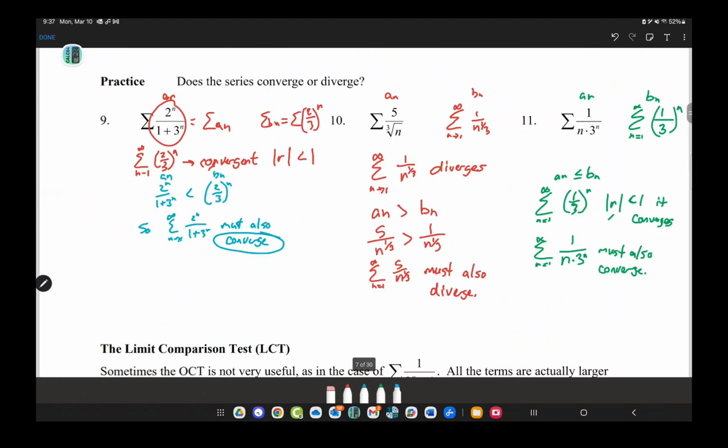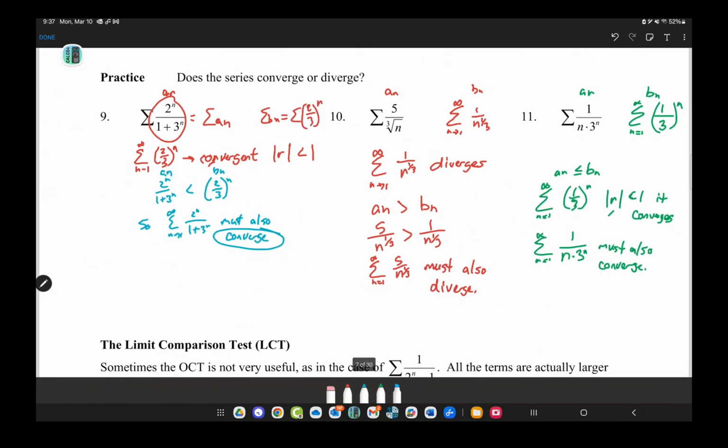So I'm still back on number 11. How do we know whether it's less than or greater? It's less than. 1 over 3 to the n is less than 1 over n times 3 to the n, because you're multiplying by n, so your denominator will be multiplied by another value. And again, if your denominator gets bigger, your function gets smaller. All right, that is it for the OCT.